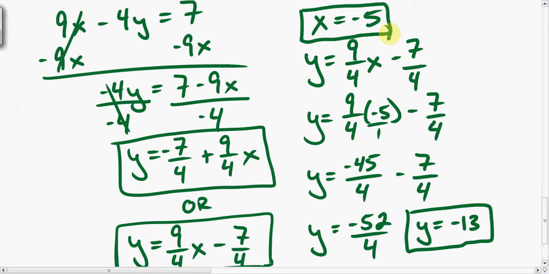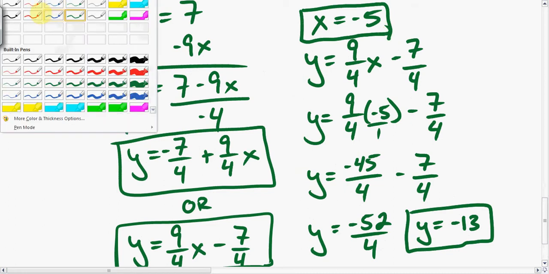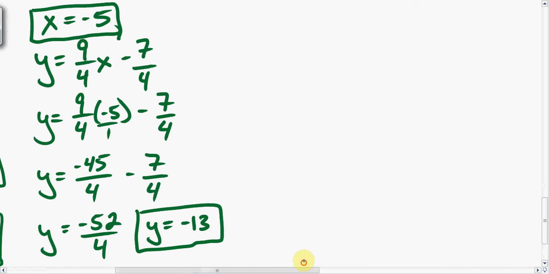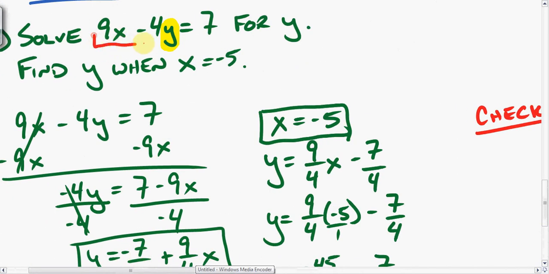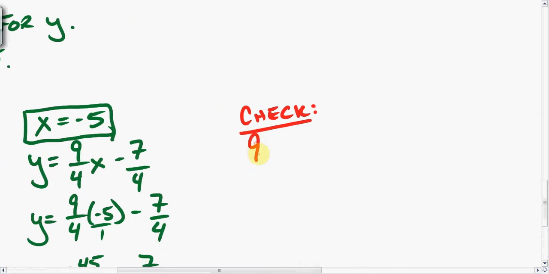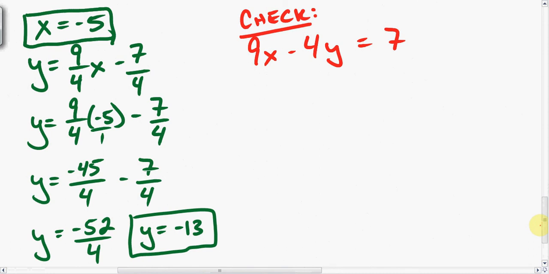We want to make sure we're correct, so we're going to check that this is correct. And so we want to go back to our original problem that was given to us. So that's way back up over here. This is our original problem. So we're going to check 9x minus 4y equals 7. And we know the value of x is negative 5. So instead of x, I'm going to plug in negative 5.